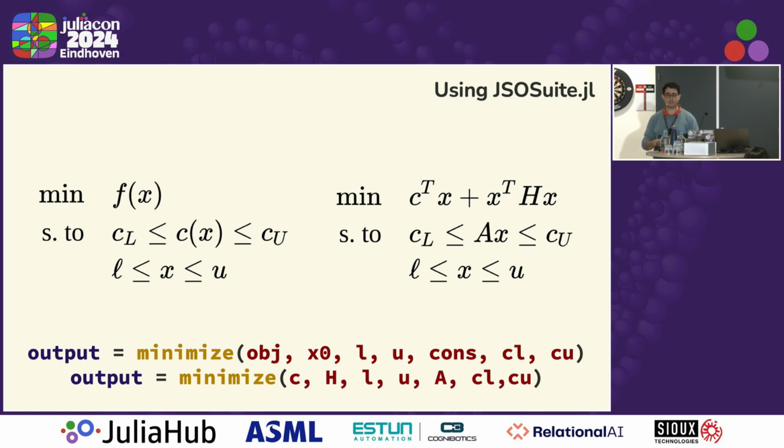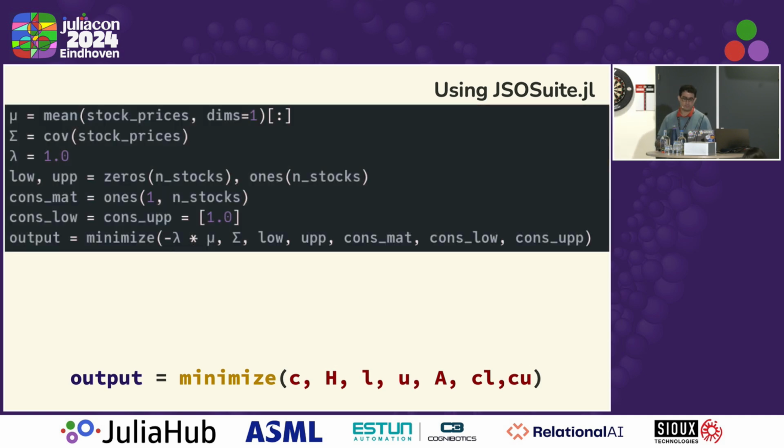So I don't want to actually give a function. I want to just give the values, matrices and vectors. So you also have that interface here for minimize. So minimize and then these things, and it also works. And that's the same example again if you want to copy paste it later from the slides.